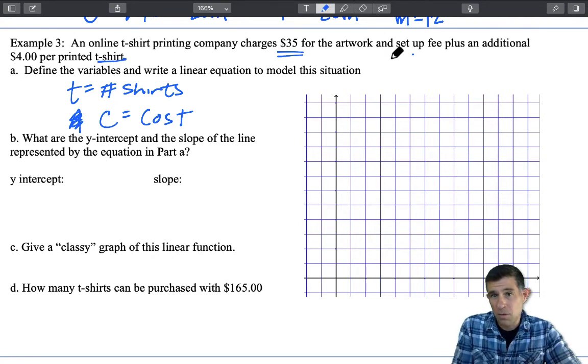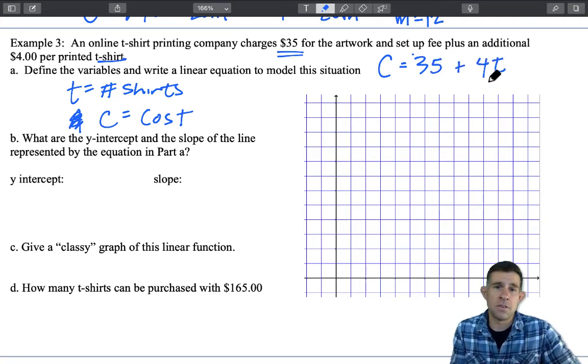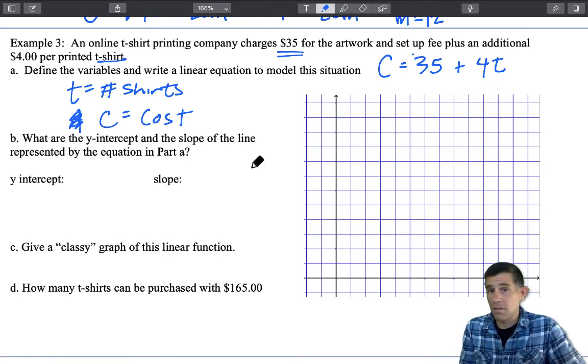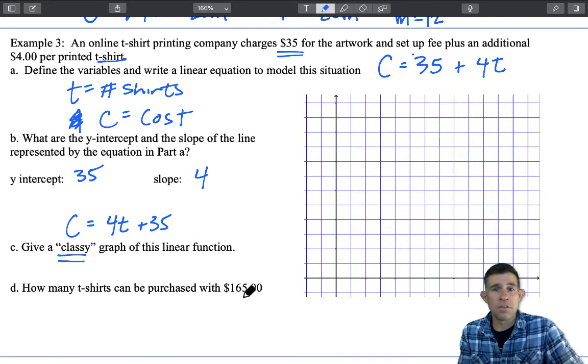So coming up with an equation that models this situation, our cost would be the $35 up front plus $4 for each additional t-shirt. So if we were to write this in slope-intercept form, we would see that C is equal to 4t plus 35, where our y-intercept is 35 and our slope is 4. Again, we're going to give a classy graph and answer the question, how many t-shirts could be purchased with $165?